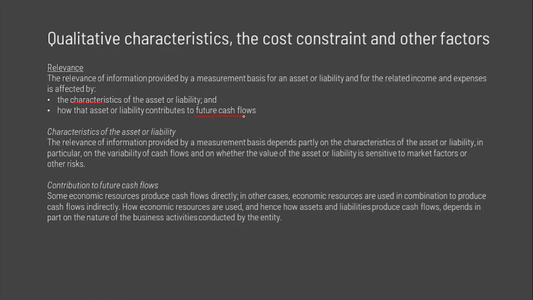How the asset or liability contributes to future cash flows also affects the relevance of the information provided by a measurement basis. For example, an asset that is used in combination with other assets to produce cash flows, like your PPE, is likely to be measured at historical cost. On the other hand, an asset that can be sold independently, like your investment in stocks, is likely to be measured at fair value.